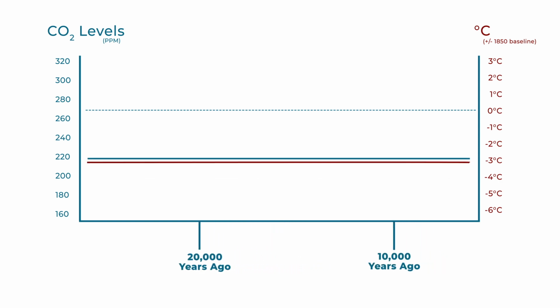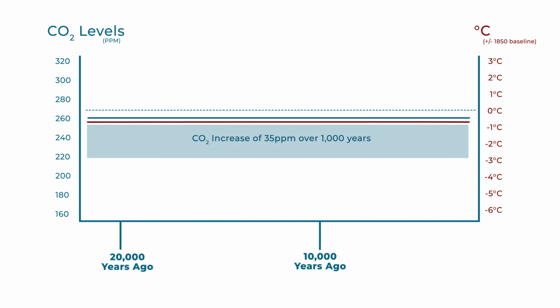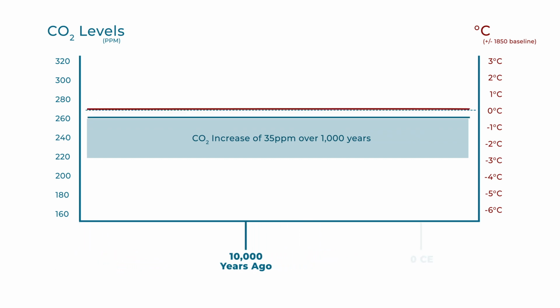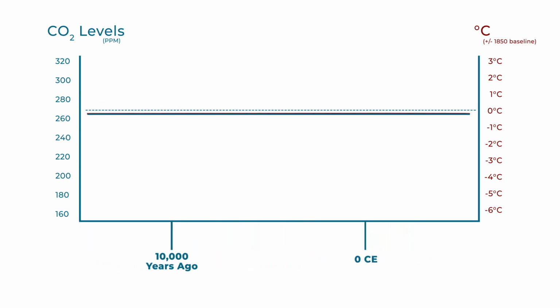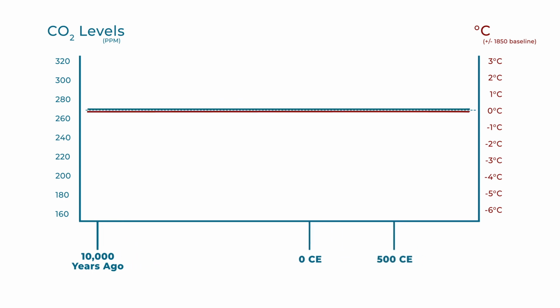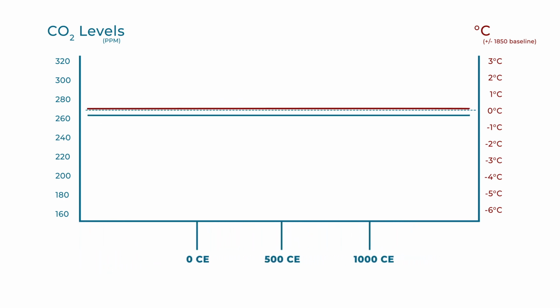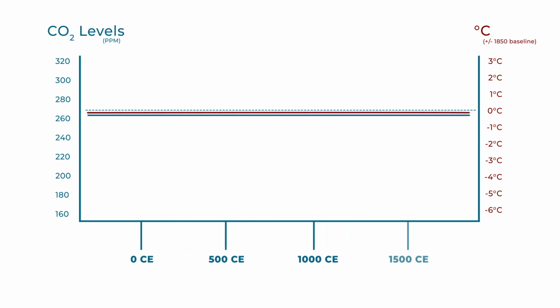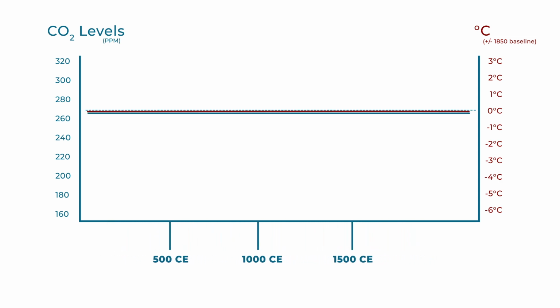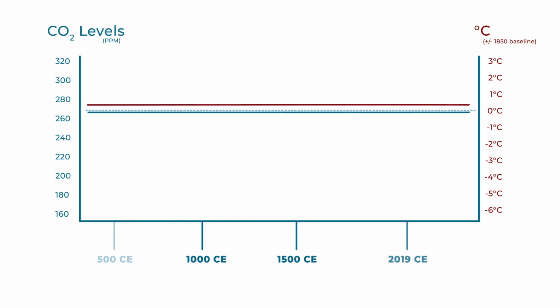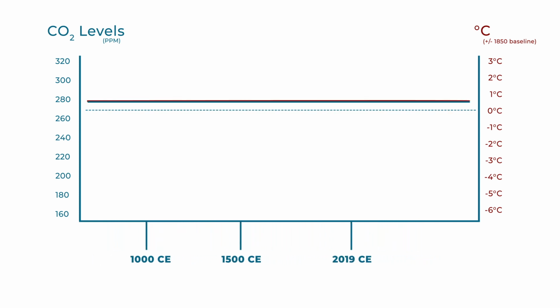CO2 and temperature. And 10,000 years ago, we identified a significant jump in CO2 levels that took place over just 1,000 years. As we move forward in time, now moving even faster towards present day, we see CO2 levels and Earth's temperature stabilize around 0 degrees Celsius, our baseline used in our chart marking the beginning of the Industrial Revolution.